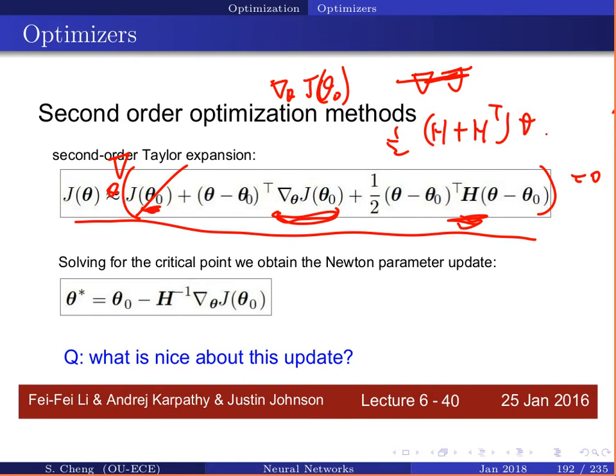Let me make sure. Yeah, I think it's correct. But sorry, I don't have theta here, just H and H transpose, right?